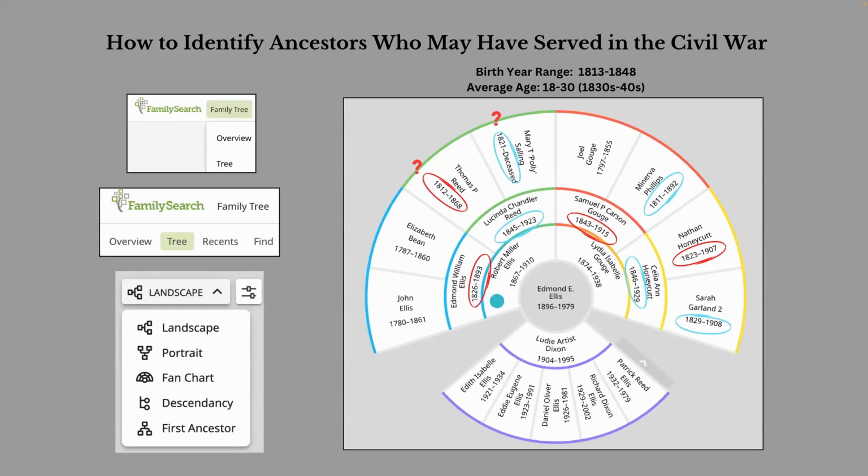So Edmund William Ellis, he's the right age. Samuel Carson Googe is the right age. Thomas P. Reed was born in 1812, so maybe if he lied about his age or just joined as an older man. Nathan Honeycutt, he's definitely in the range, but guess what? He was a minister, so he was exempt from serving.